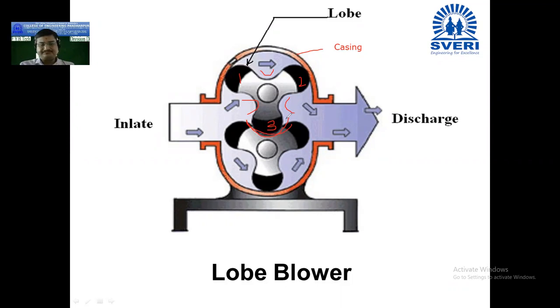And this particular lobe is rotated by using turbines or electric motors like our vane type of the compressor.